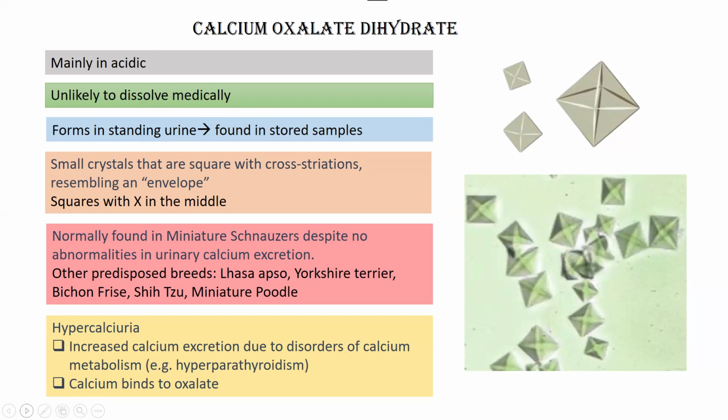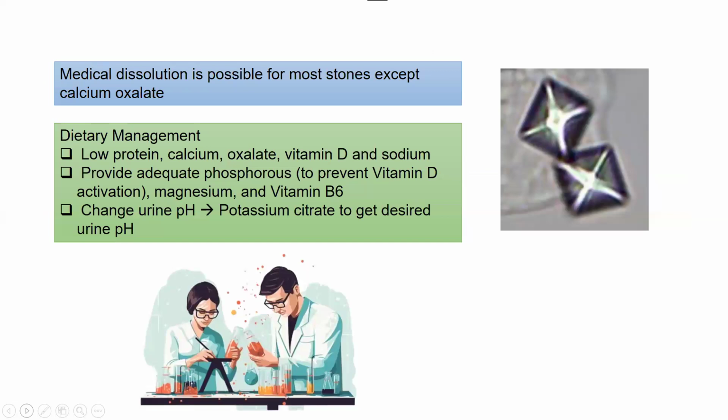One of the indications for calcium oxalate dihydrate crystals in urine is hypercalciuria, that is, increased calcium excretion in the urine due to any disorder of calcium metabolism. For example, in hyperparathyroidism, we have increased calcium excretion in the urine, and that calcium binds to the oxalate present in the urine and forms calcium oxalate crystals. Again, medical resolution is possible for most stones except calcium oxalate. So we cannot dissolve these stones, but we can prevent them.